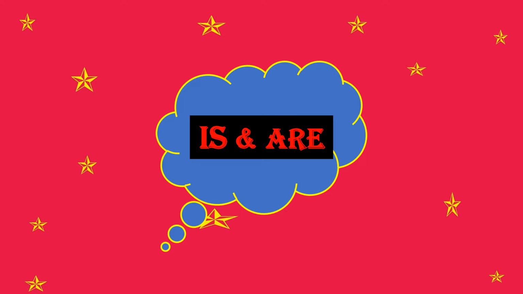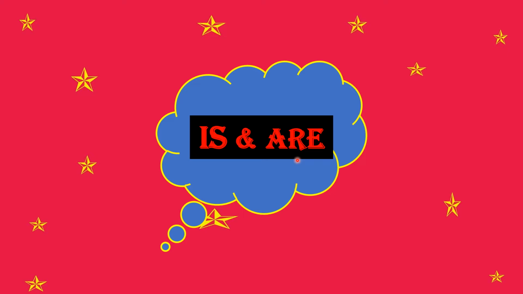One means, children, only one, and many means more than one. Okay children? Okay. So today we are going to learn one new topic, that is "is" and "are". Yes children, "is" and "are". This topic is also related with one and many. Okay children, "is" and "are" is also related with one and many.